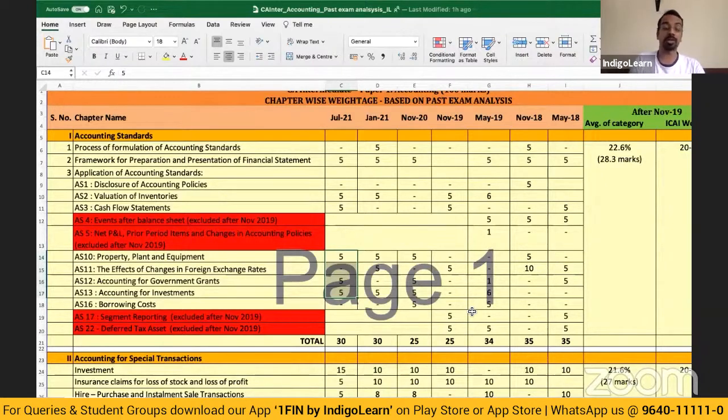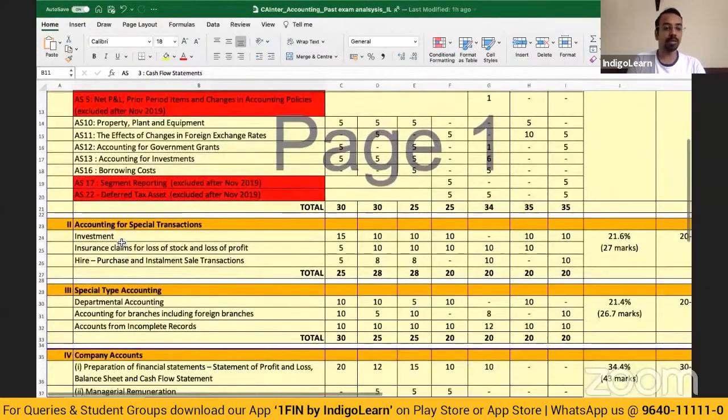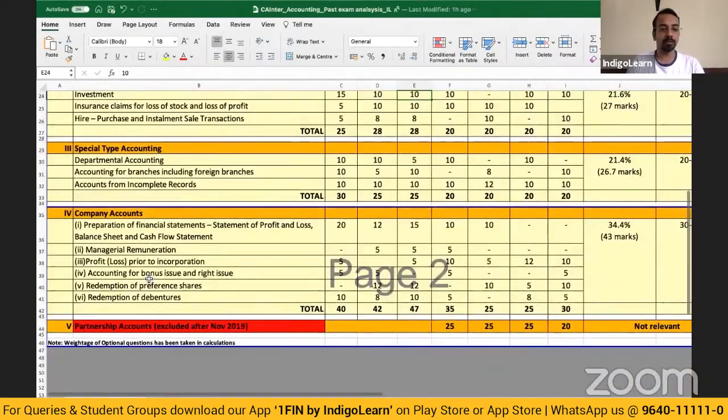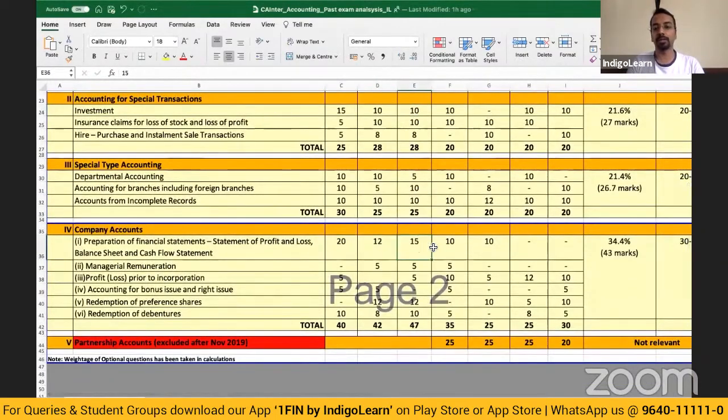Also, it is important to note that accounting standard 3 is a separate chapter, and sometimes you get 10 to 12 marks of questions on that. And we have this chapter on investment, which is based on accounting standard 13. Even here, you get around 10 to 15 marks. So you can see this 15 marks, 10 marks, 10 marks here. And from cash flow, 20, 12, 15, 10, 10.